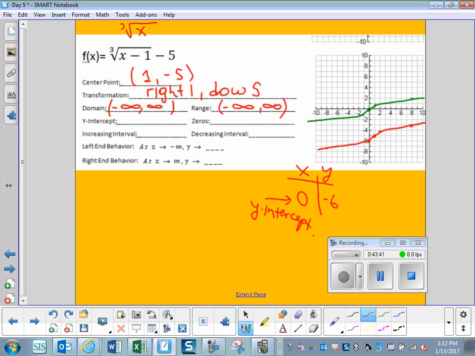Or I can just plug in 0 instead of x into my formula, right? So 0 minus 1 is negative 1. Third root of negative 1 is negative 1. Minus 5 gives me negative 6, right? Good. So 0, negative 6.